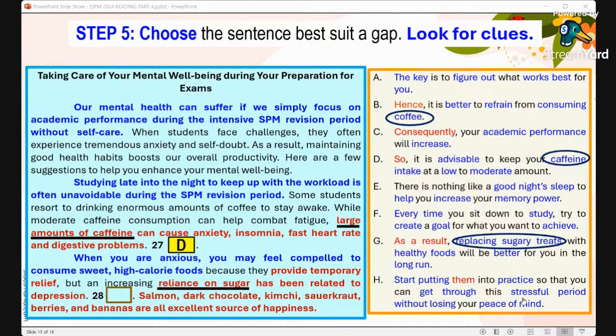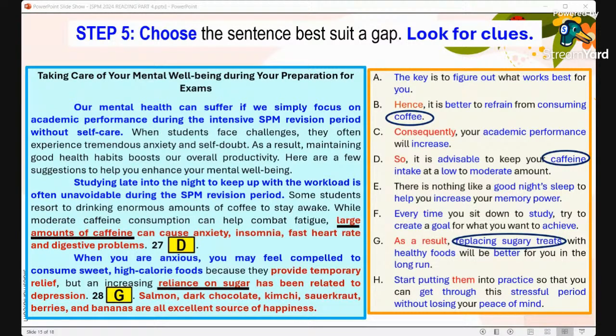Okay. All right. Let's go on. Looks like we're going to start our next session very fast. So all of you got that right, G. G, because when you rely so much on sugar, it is better for you to replace it with healthy food. What are the healthy foods? He gives you an example, which is all that's written there: almond, dark chocolate, bananas. These are excellent sources of happiness. So this is why the answer would be G.